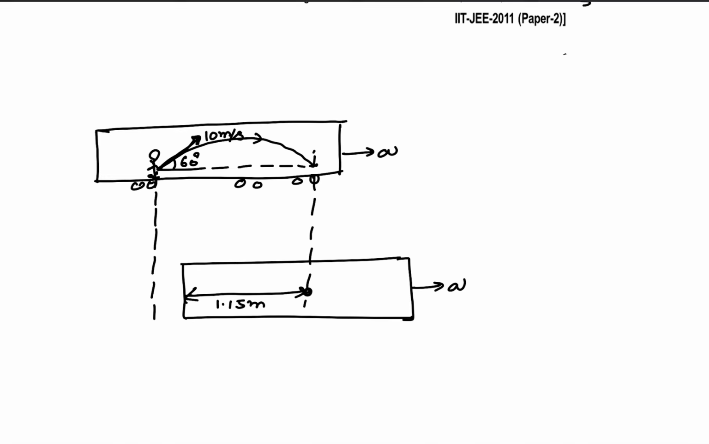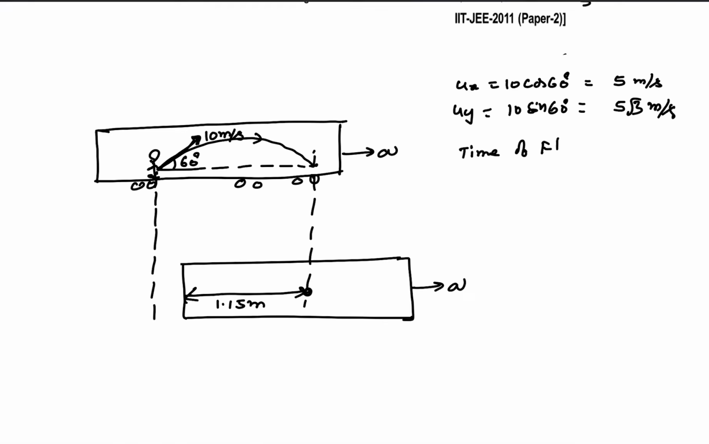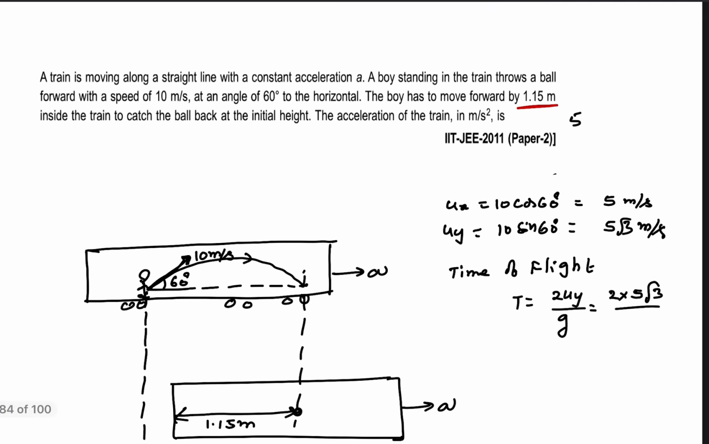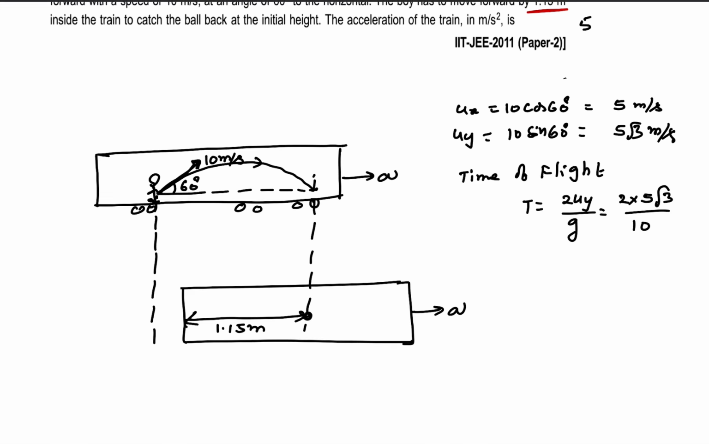Now see what the projectile is. For the projectile, ux is equal to 10 cos 60 degrees, which is 5 meter per second. The uy value is 10 sin 60 degrees, which is 5 root 3 meter per second. How much will the time of flight be? The time of flight is t equal to 2 into uy divided by g, that is 2 into 5 root 3 divided by g. As per the question, let us consider g as 10.